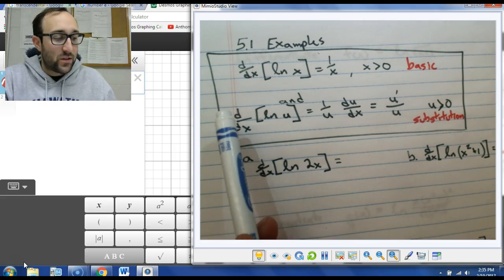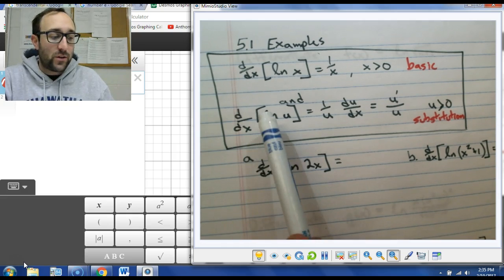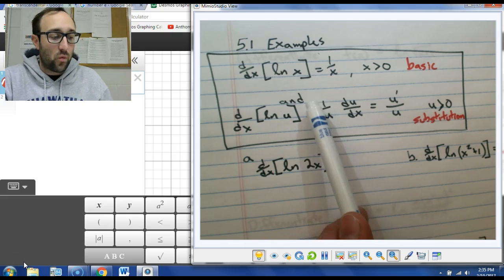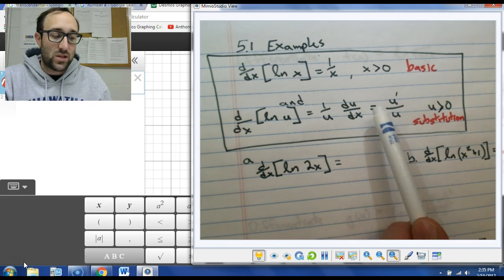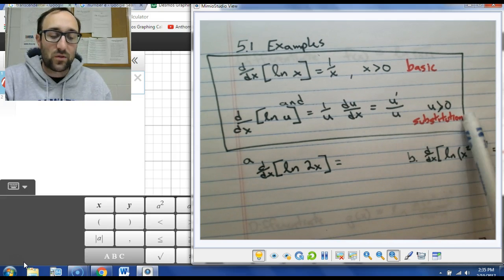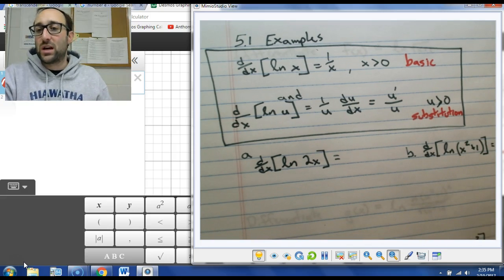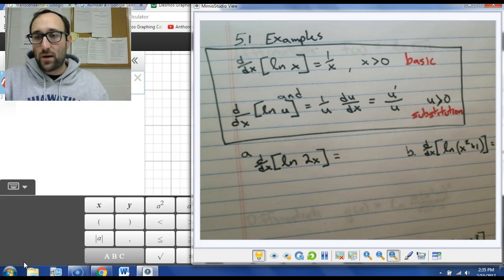What happens if you have the derivative in terms of x of the natural log of u? It's going to be 1 over u du dx, which is the same as u prime over u. That's the one we're dealing with substitution. So if it gets a little more intense, then we have some possible solutions.